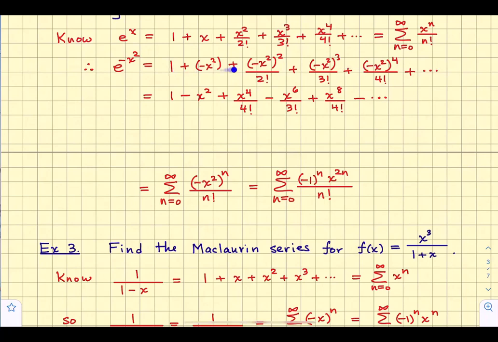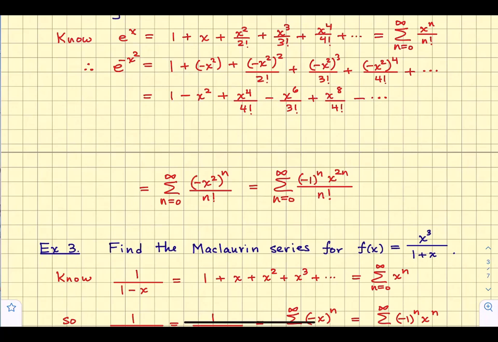And if you do this in its expanded form, and then you simplify the result, here you can see that you get a 1 minus an x squared plus an x to the 4th over 4 factorial minus an x to the 6th over 3 factorial plus an x to the 8th over 4 factorial, and so on. And so here we've written it in its expanded form.